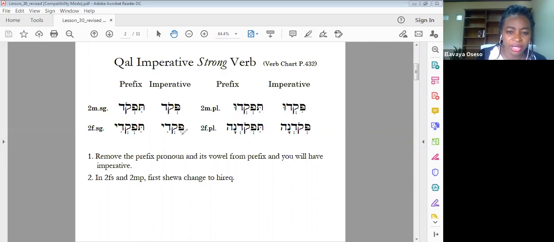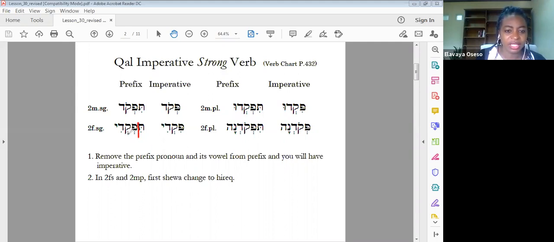We have hirek instead. It changes to hirek, and also in the second masculine plural, we have the hirek also. The reason being that if you look carefully, you will see that when we remove the tav here, we end up with two shewas, one here and one there. And so this first shewa will come at the beginning, and it will definitely become a vocal shewa because it will come at the beginning.